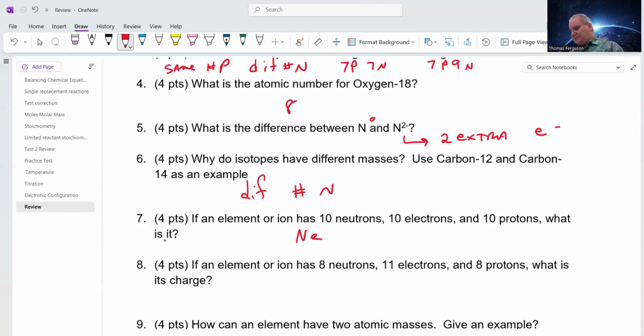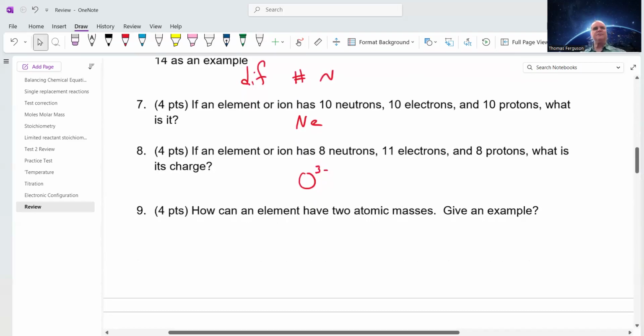Similar question. This one's on charge. So we have 8 protons. That is oxygen again. And we have 8 protons versus 11 electrons. So what's the charge? -3. 3 extra electrons means the charge is -3.